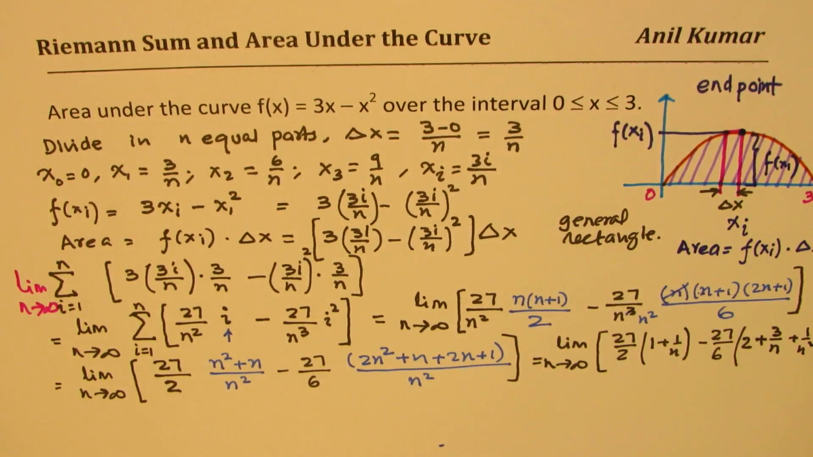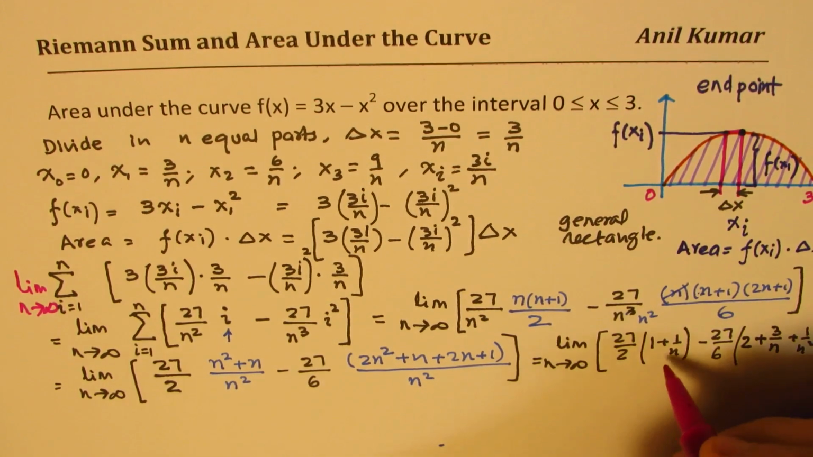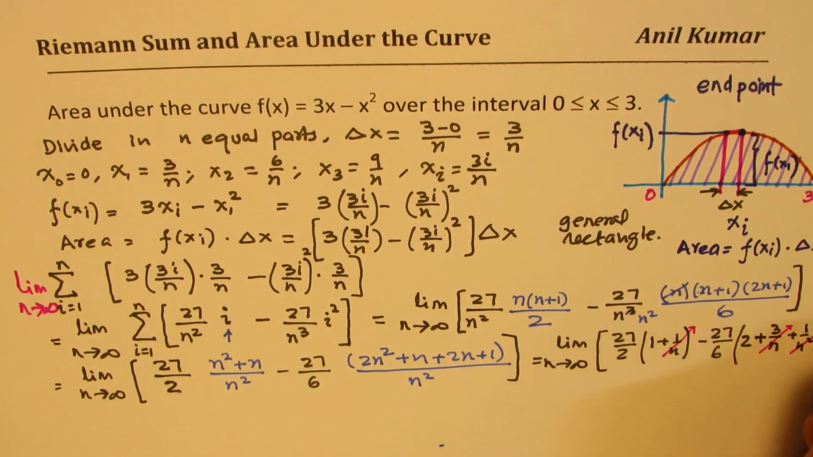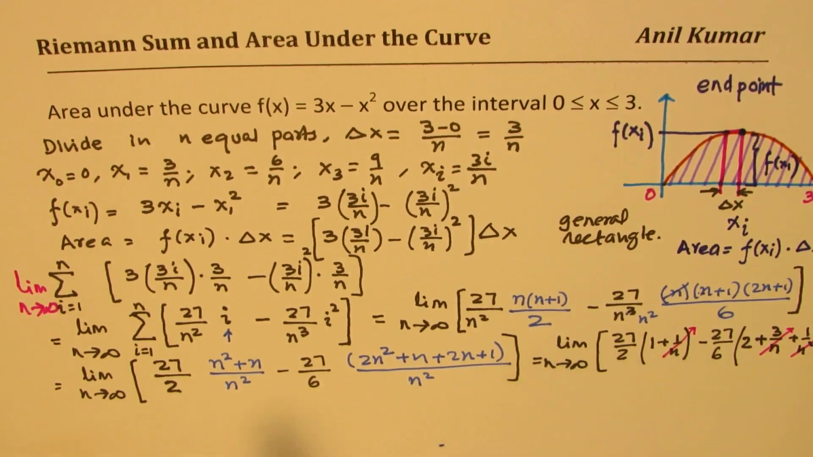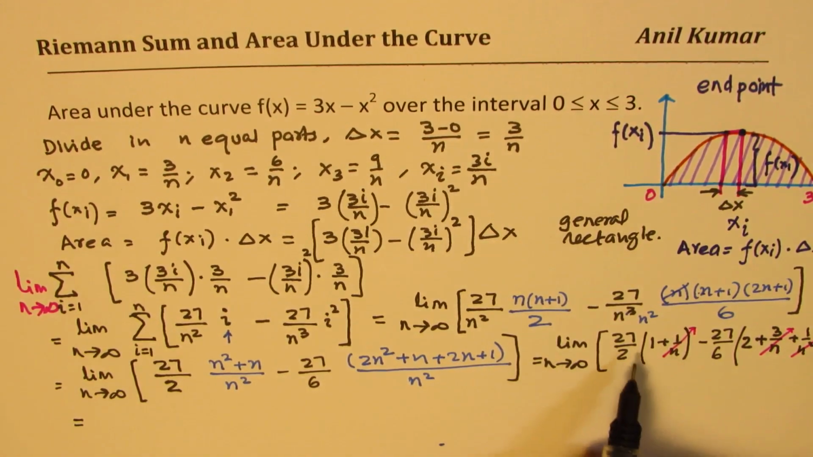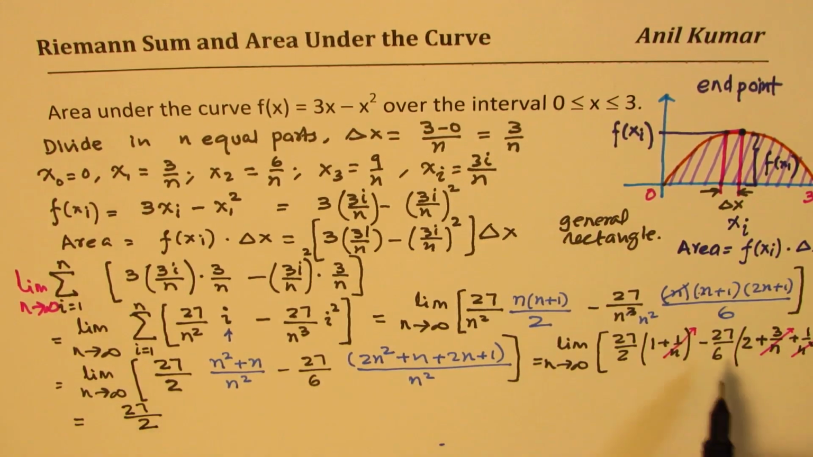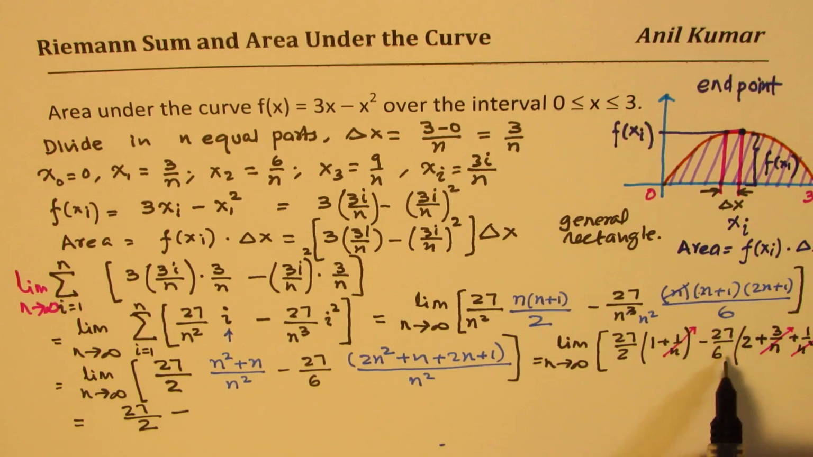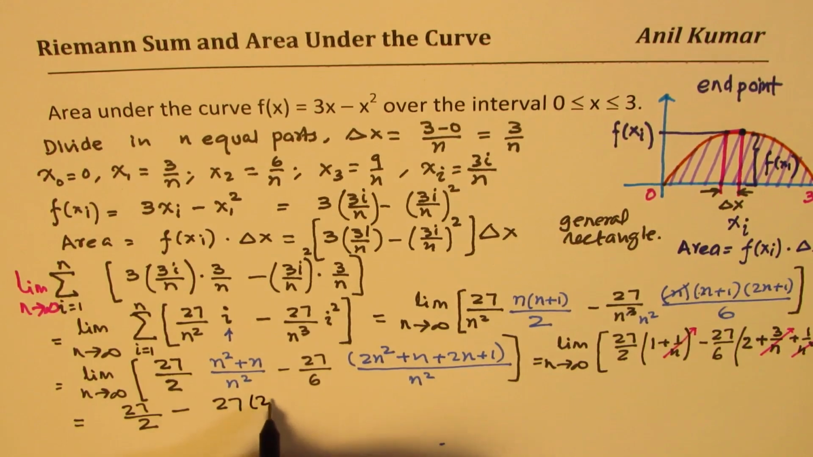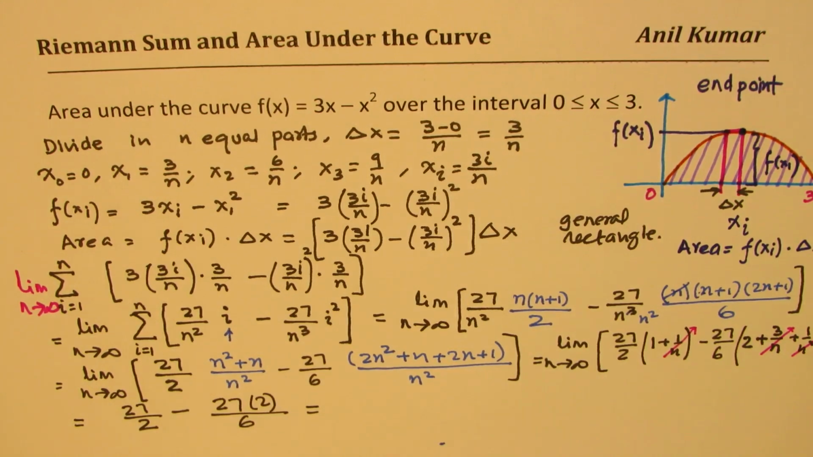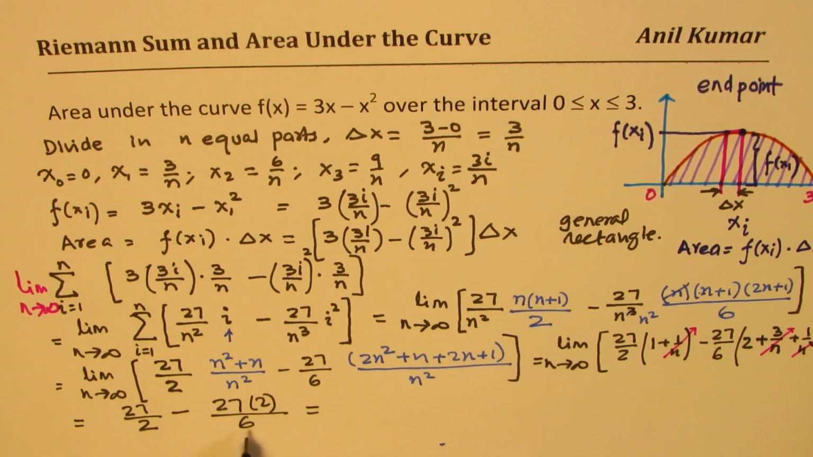Perfect. Now, if n is approaching an infinitely large number, these values approach 0. So what are you left with? So when we apply the limit, n approaches infinitely large numbers, we get 27 over 2 times 1, which is 27 over 2. And here we get minus 27 times 2 over 6. Do you see that? That's what we get, right? So you could simplify this and get your answer.